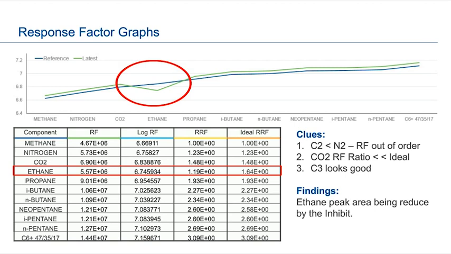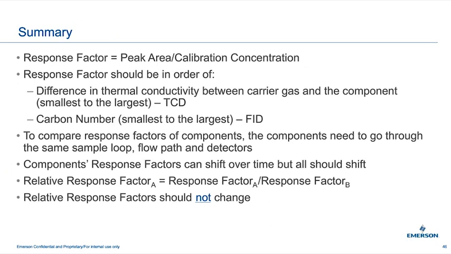I want to quickly show you a summary of this. Response factor is peak area over calibration concentration. We can rearrange that formula when we're analyzing an unknown, so that the concentration is equal to the peak area from the GC, or the signal, divided by the calibration response factor. Again, it works for a TCD, based on thermal conductivity differential, as well as an FID, based on the carbon count.